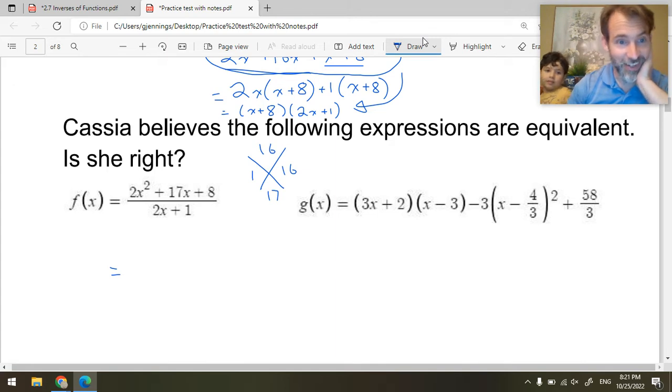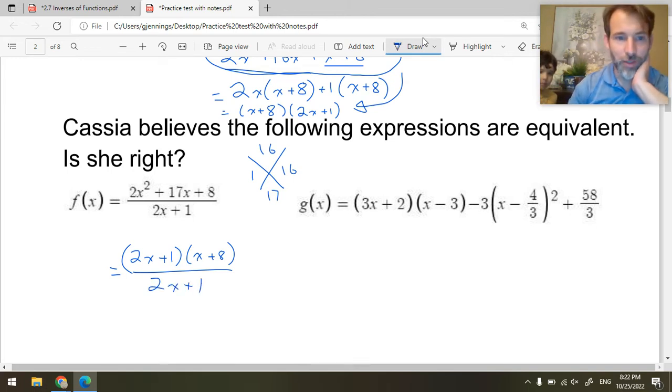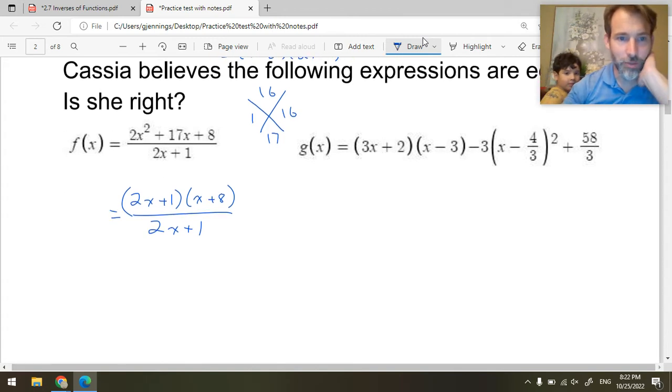All right. Okay, so here we go. 2x plus 1 multiplied by x plus 8, and all over 2x plus 1. Cool. And then this will cancel. So f of x is just equal to x plus 8.